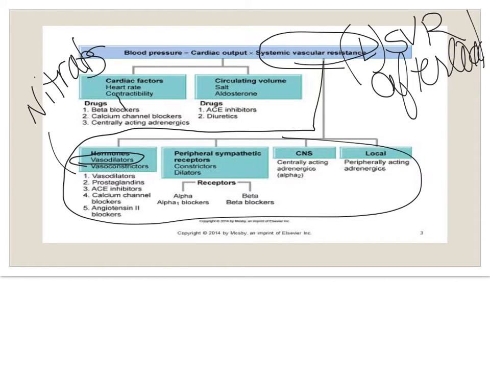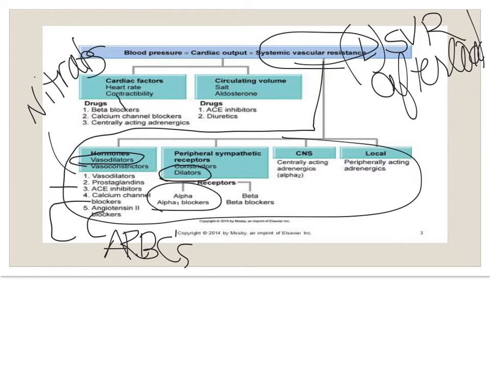But vasodilators can also be your ACE inhibitors, and you remember ACE inhibitors end with pril. Your calcium channel blockers also can cause vasodilation. And your angiotensin 2 receptor blockers, your ARBs. We learn about some alpha blockers. So look, right here, dilators. These dilators can include alpha blockers, but they can also include beta blockers, which end in lol.